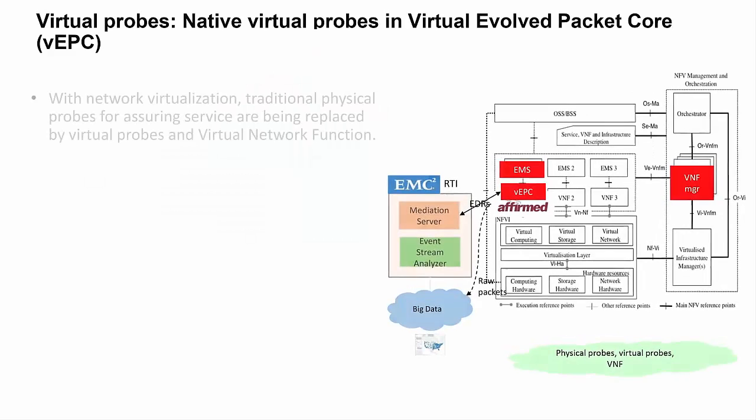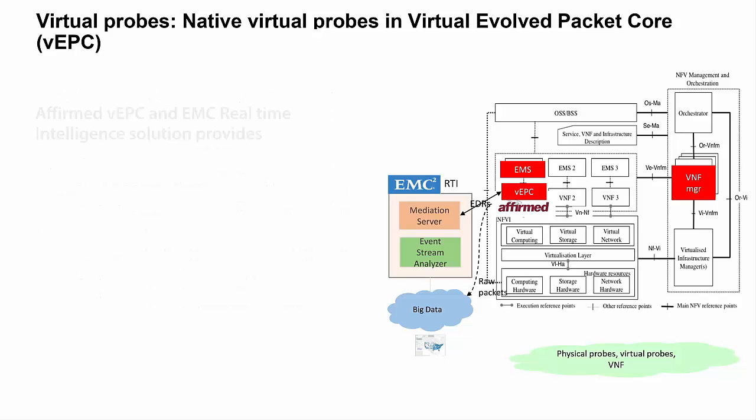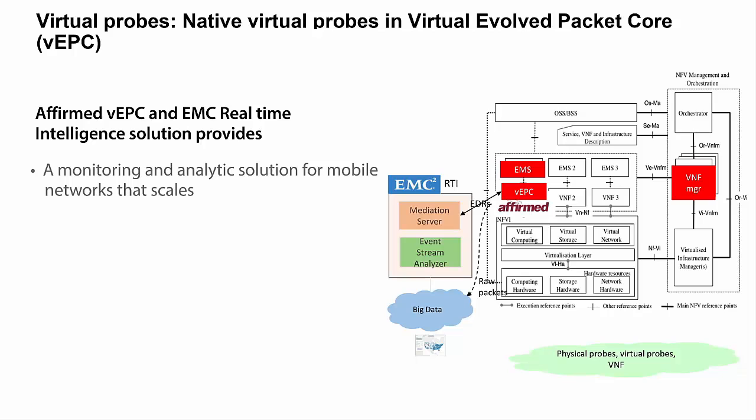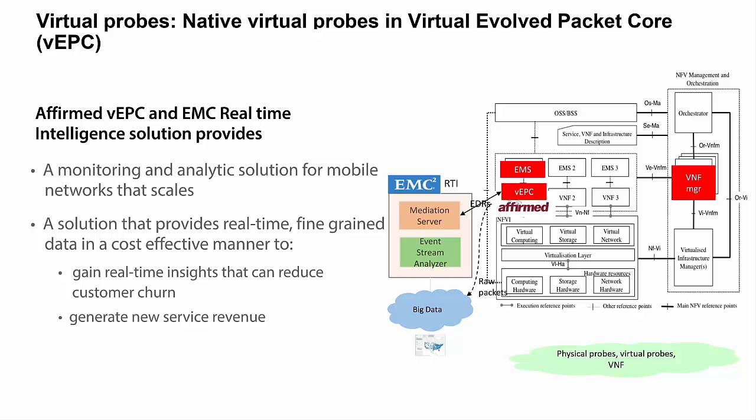With network virtualization transformation on the way, physical probes used for service assurance are being replaced by virtual probes and virtual network functions like the virtual EPC from Affirmed Networks. Affirmed vEPC and EMC Real-Time Intelligence solution provide a monitoring and analytics solution for mobile networks at scale, a solution that provides real-time fine-grained data in a cost-effective manner to gain real-time insight that can reduce customer churn, generate new service revenue, drive smarter network planning, and improve customer experience.